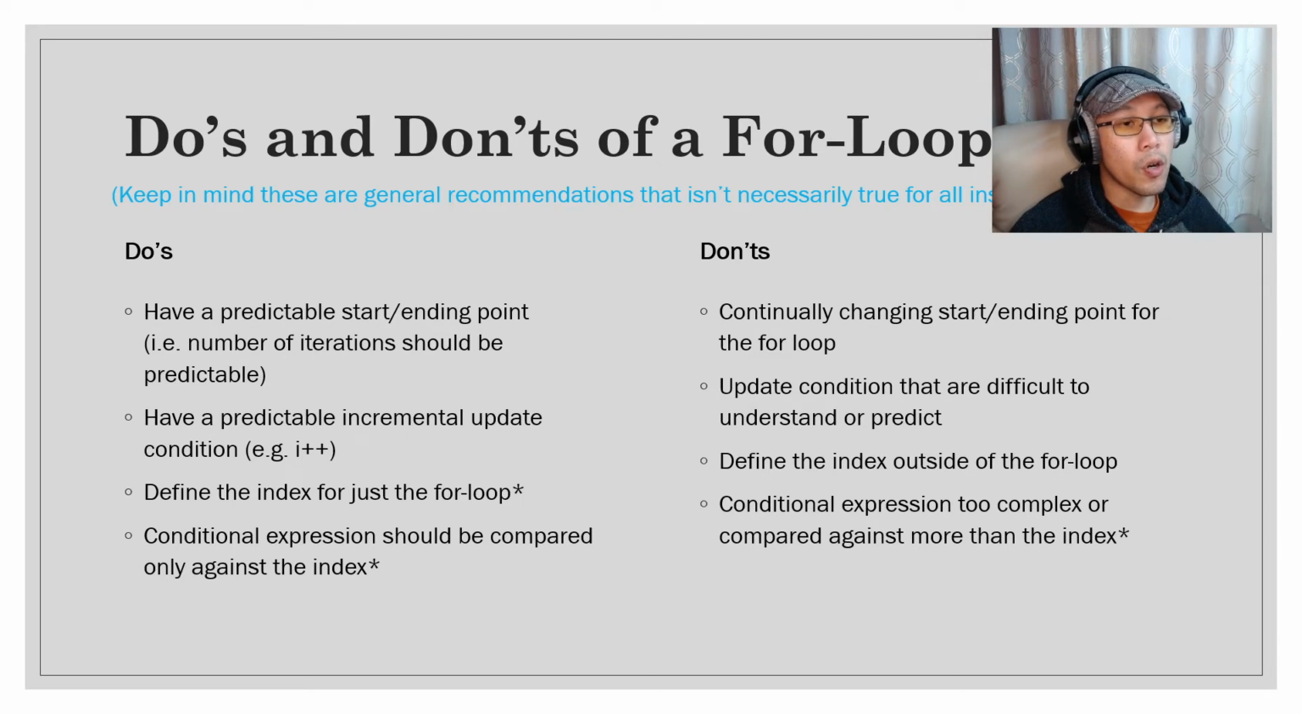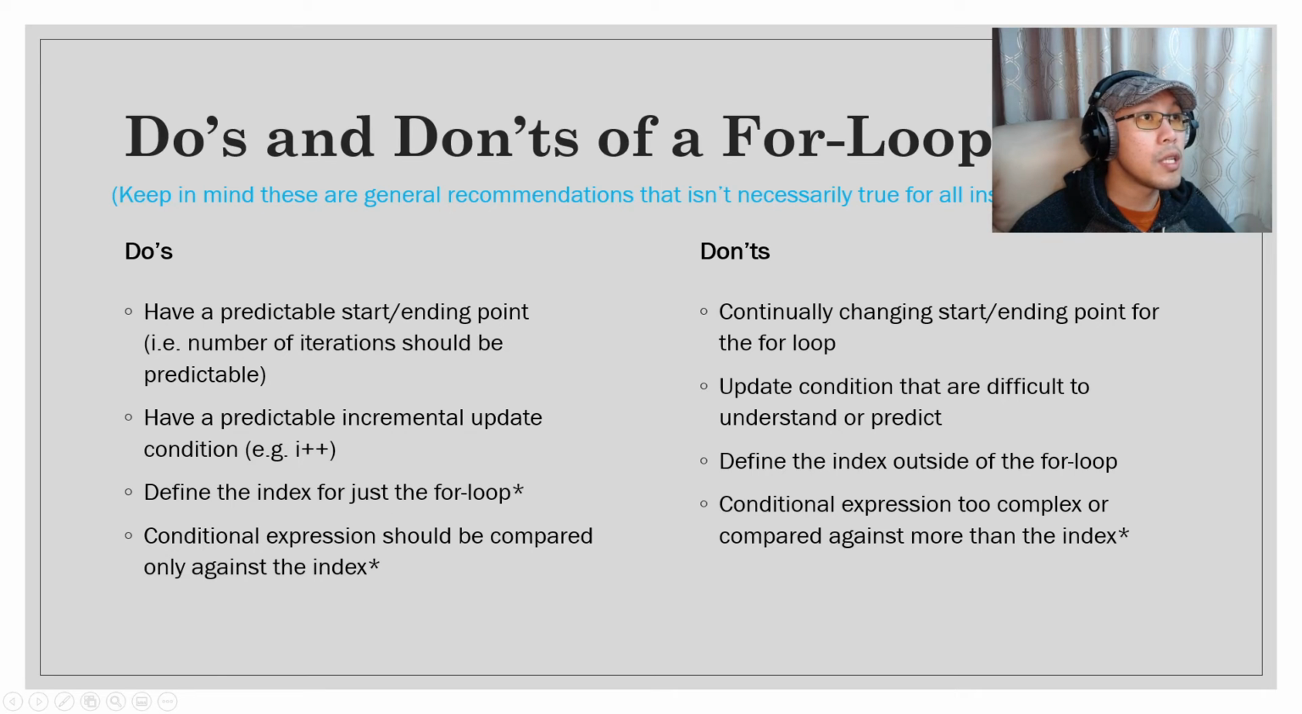So again, there's a whole lot of things that you can do with a for loop. This is an idea on how you can use it. But again, you do want to have some predictable incremental update condition. For example, i++, or in the case I demonstrated just now, i minus minus. You should also define the index for just the for loop. Here we have int i, which is the index just for the for loop. You could define the index outside of the for loop, as I demonstrated earlier, but a lot of times that just leads to more confusion. So, which is why the recommendation is to define the index for just the for loop.